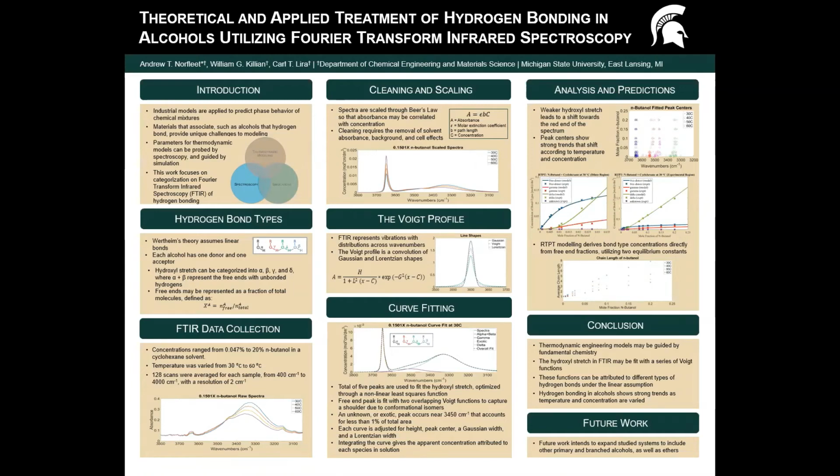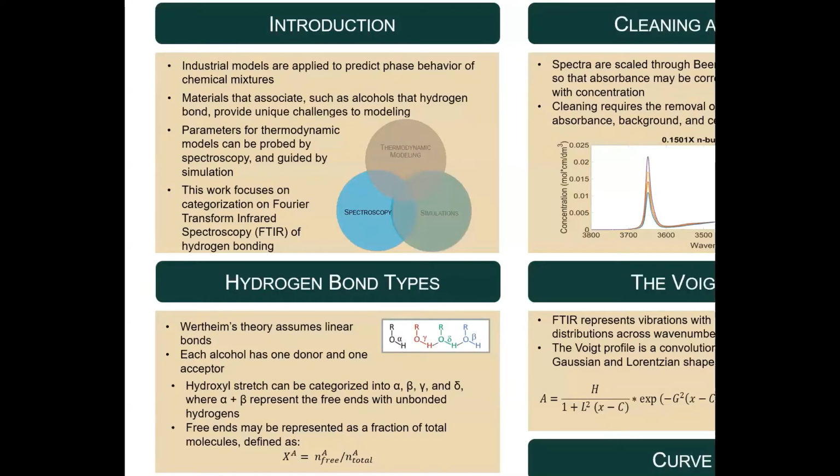Today we'll be discussing the theoretical and applied treatment of hydrogen bonding in alcohols utilizing Fourier transform infrared spectroscopy. Thermodynamic models are critical to use in industry. They may be applied to predict the phase behavior of chemical mixtures.